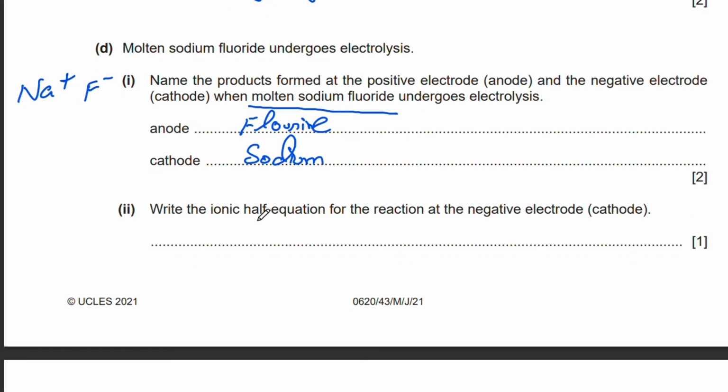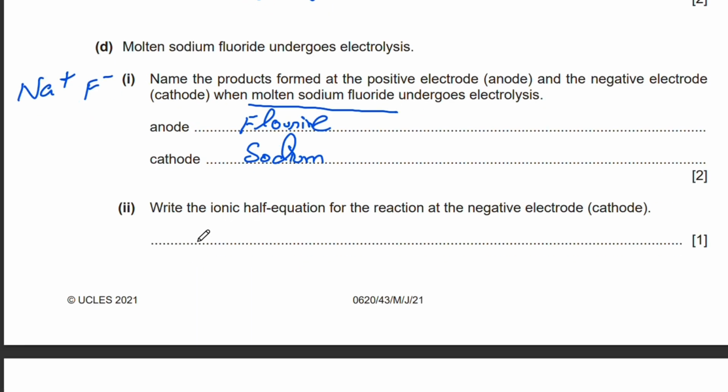Now next part. Write the ionic half equation of the reaction at the negative electrode. So the negative electrode is basically where the sodium ion is being reduced. So you write Na+ plus 1 electron, that gives sodium atom. So this will be the reaction.